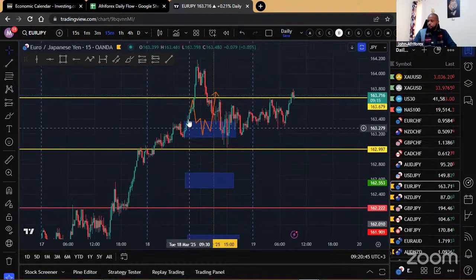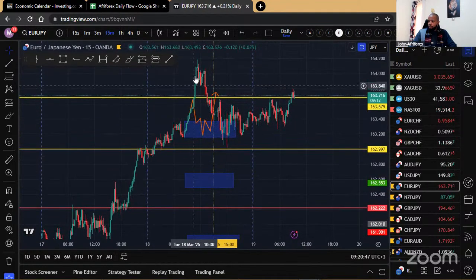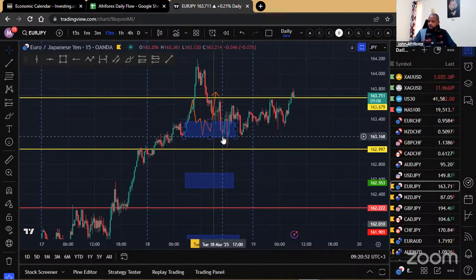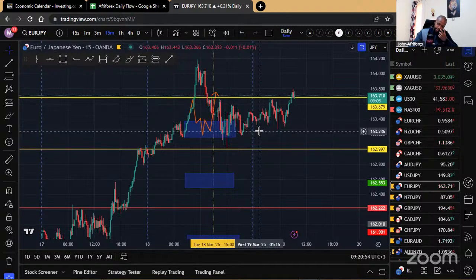In the morning, price was somewhere here. I pointed out it's okay. You shouldn't really feel bad about the market going up. Just wait for the pullback. The pullback did come in. And I hope this serves as a good example of why patience is key.